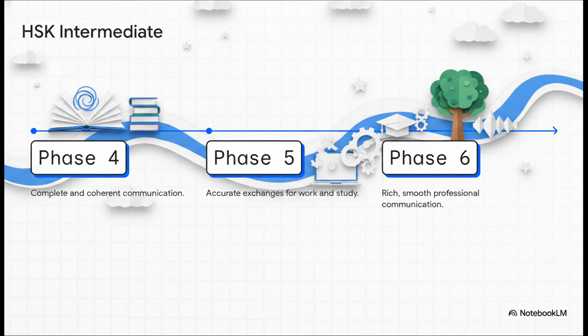Then, moving into the intermediate mile markers, things start to get really interesting. At phase 4, level 4, your communication becomes complete and coherent. Your sentences actually start to flow smoothly. By phase 5, level 5, you're accurate enough to use Chinese for serious academic projects or study scenarios. And hitting phase 6, level 6, that's where your speech becomes rich and fluent, and you're navigating complex conversations with a lot of ease and confidence.